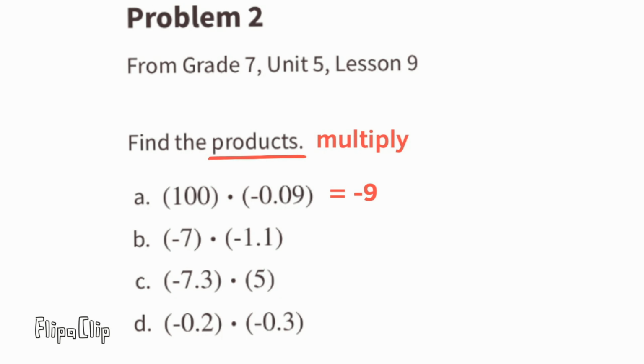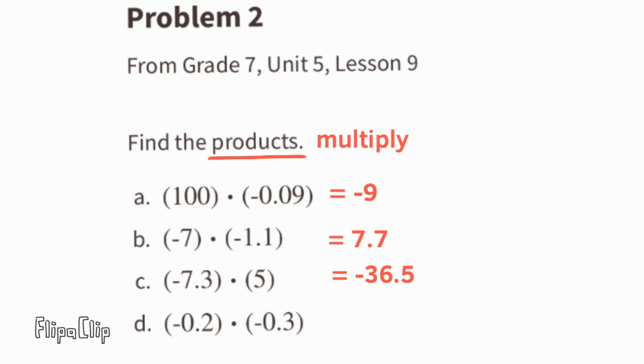B. I'm multiplying a negative times a negative, so I know my answer is going to be a positive. 7 times 11 is 77, so 7 times 1.1 is going to be 10 times smaller than 77, or 7.7. C. This is a negative times a positive, so I know my answer is going to be a negative. 5 times 7 is 35, and 0.3 times 5 is 1.5, so 35 plus 1.5 is 36.5. So negative 7.3 times positive 5 equals negative 36 and 5/10.